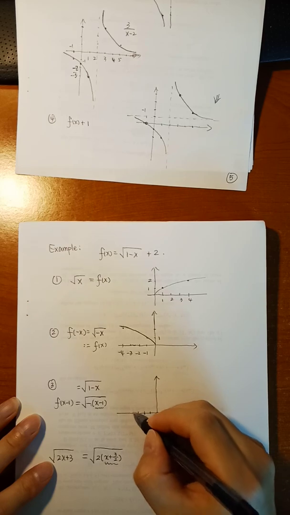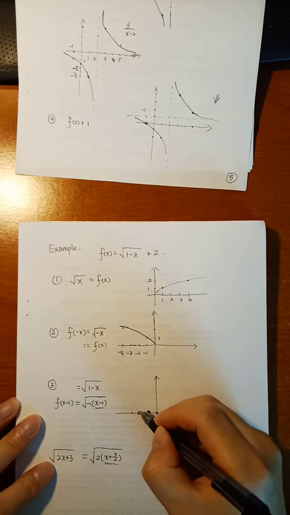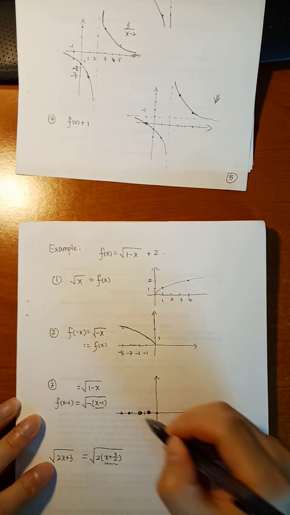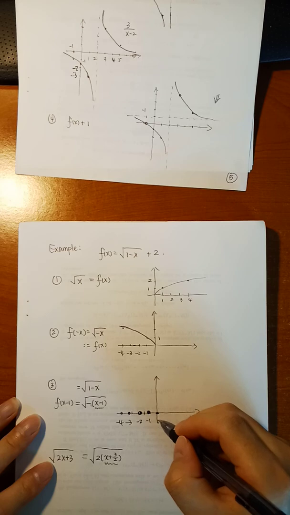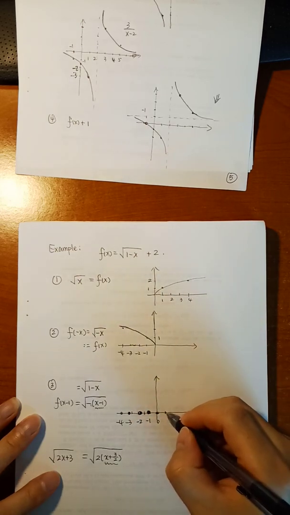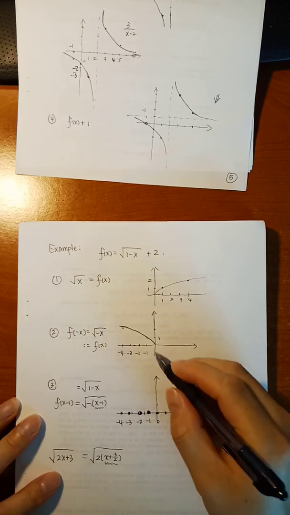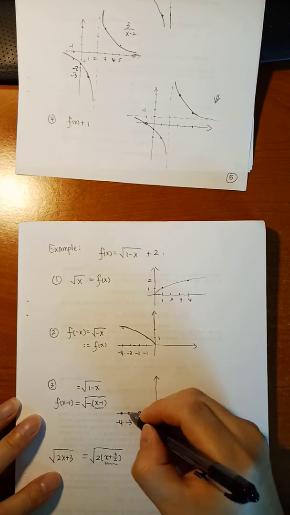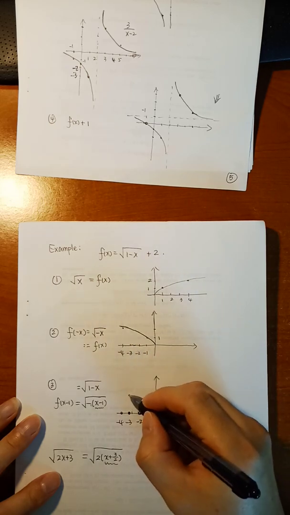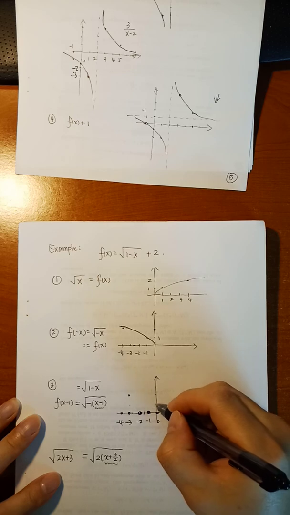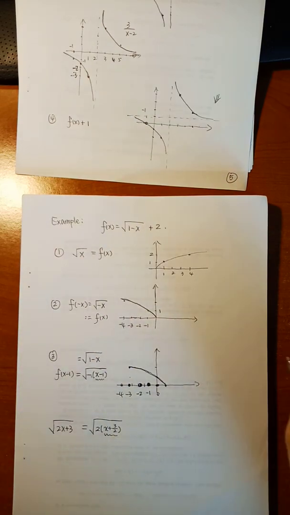Negative 1, negative 2, negative 3, negative 4. Oh, sorry, I rescaled too bad. Negative 1 is here, negative 2 is here, negative 3 is here, negative 4 is here, and 0. And we shifted 1 to the right, so 0 is shifted here, negative 1 is shifted to 0, and negative 3 is shifted to negative 4. So see, the graph is shifted right 1 unit because it's x minus 1.